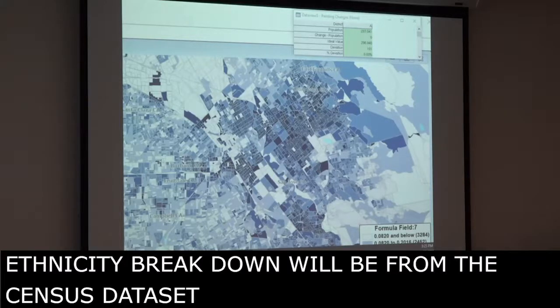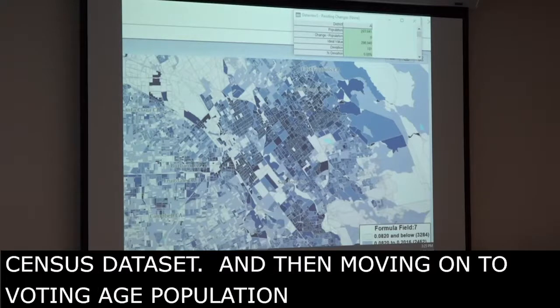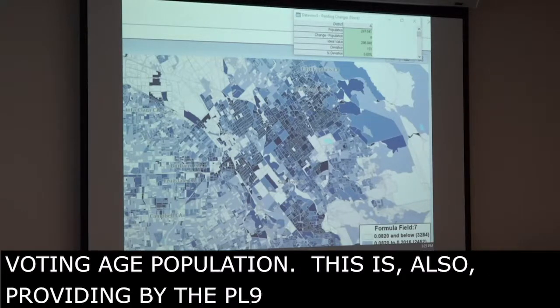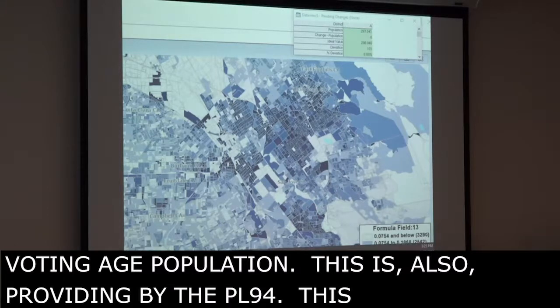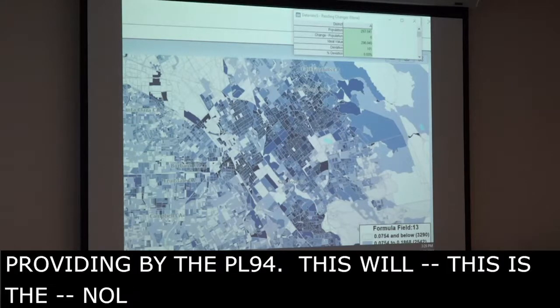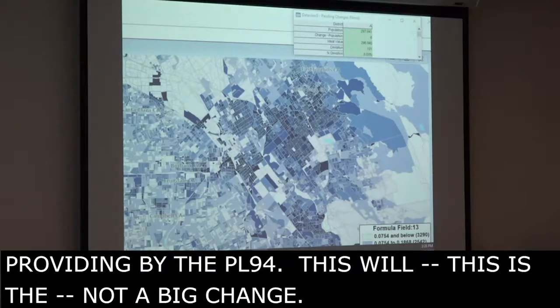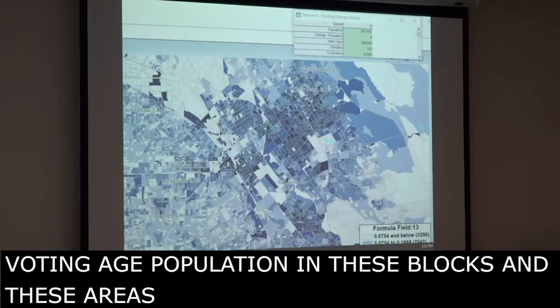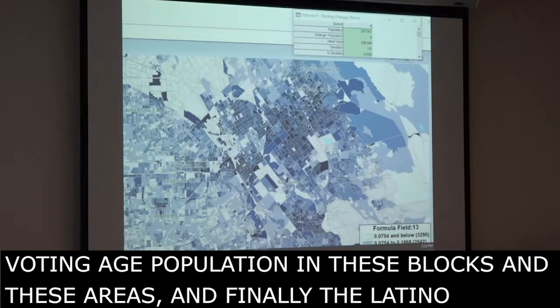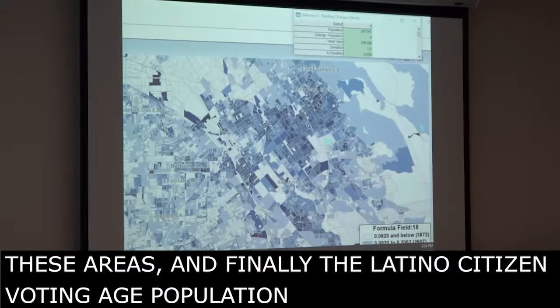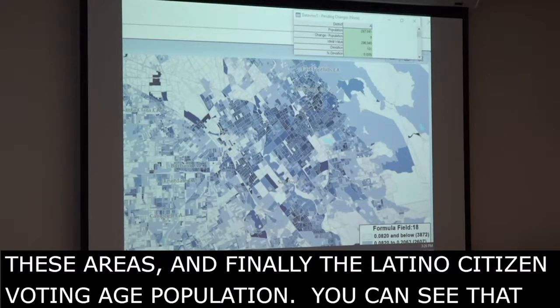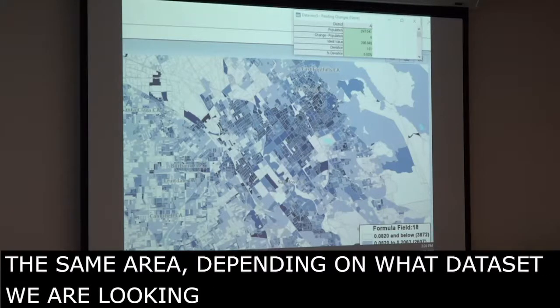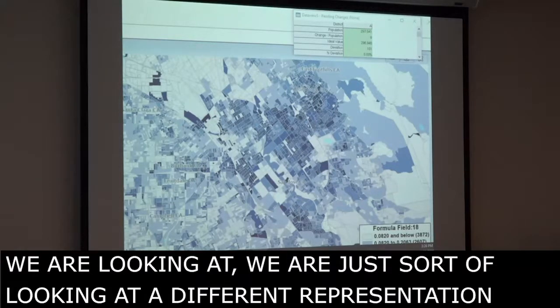And then moving on to voting age population, this is also provided by the PL 94. This is, not a big change, the percent Latino voting age population in these blocks in these areas. And finally, the Latino citizen voting age population. So you can see that in the same area, depending on what data set we're looking at, it's a different representation of the populations in that area.